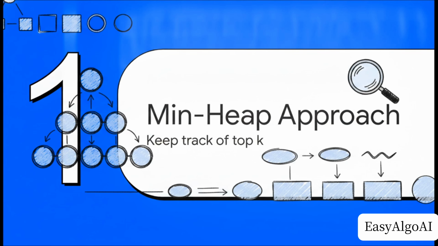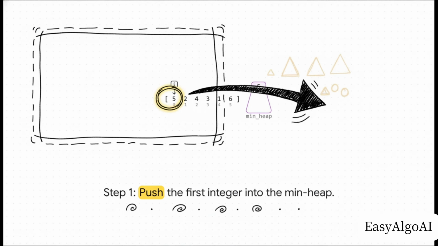All right, let's bring in our first algorithmic hero. Approach 1, the Min Heap. The really clever intuition here is this. Instead of sorting the whole shebang, what if we just keep track of only the top k largest integers as we scan through the list? Let's walk through initializing our Min Heap just to see how this actually works in practice.